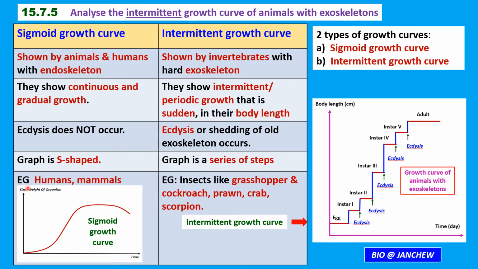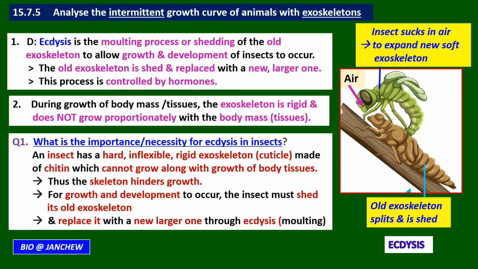So examples of organisms with the sigmoid growth curve are humans and mammals like rats. The intermittent growth curve is shown by insects such as the grasshopper and cockroach, and also by prawns, crabs, scorpions and other organisms. So let us discuss more about the intermittent growth curve. We have to analyze it and be able to explain the various phases. Learning outcome number 5: analyze the intermittent growth curve of animals with exoskeletons.